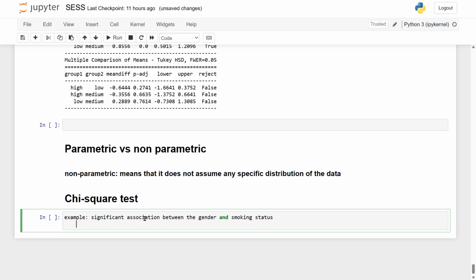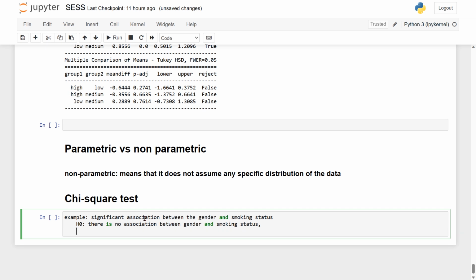The null hypothesis, H0, would be that there is no association between gender and smoking status, while the alternative hypothesis would be that there is a significant association between gender and smoking status.